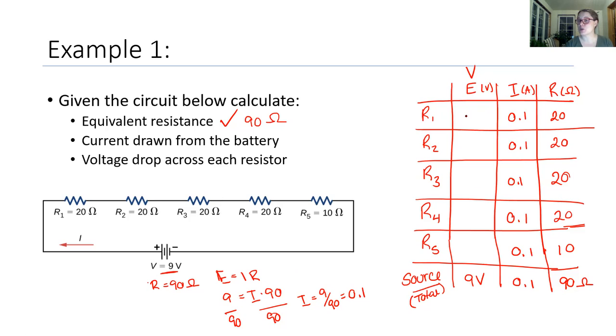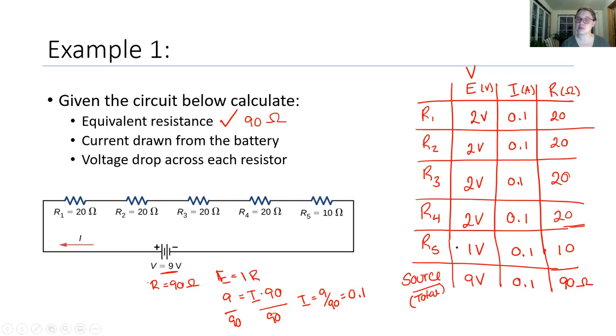So at resistor 1, the voltage is 0.1 times 20, which leaves us with 2 volts. 0.1 times 20, we have another 2 volts. 2 volts, 2 volts. 0.1 times 10 leaves me with 1 volt. According to Kirchhoff's laws, if we add the voltage drops together, we get the voltage of the battery. Is that true? Well, 2 plus 2 plus 2 plus 2 is 8, plus 1 is 9. So yes, it is true. So that completes our table.